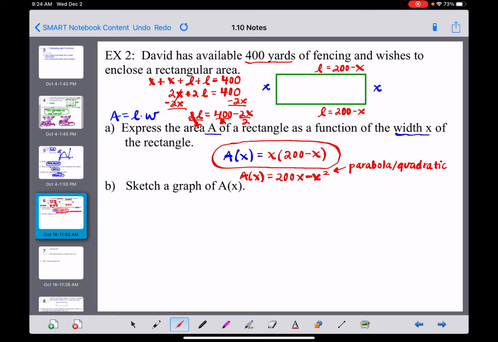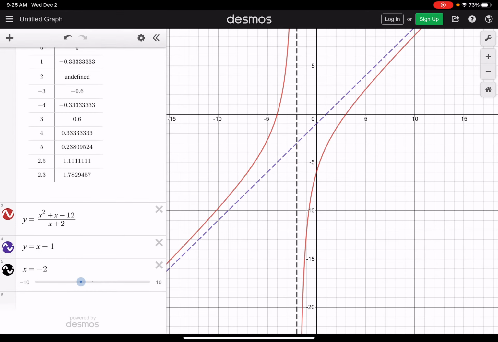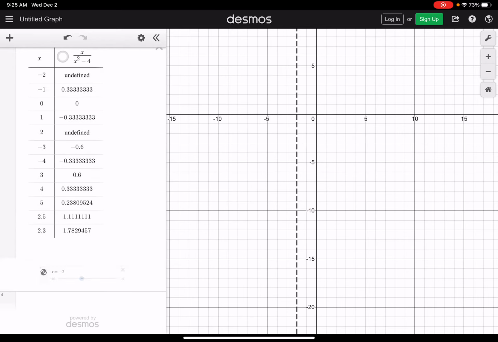So we're going to sketch a graph of this. So again, we're going to put down our x and y axis. We're going to label it x and A of x. And again, you're going to be expected to give whatever window you're using. So I'll use Desmos this time. So I'm going to take all these other ones off that we were using in the last section.